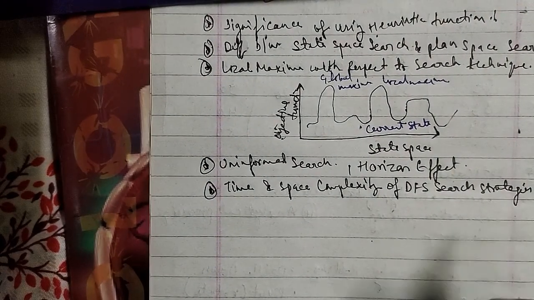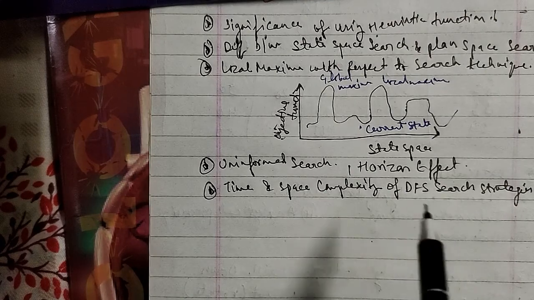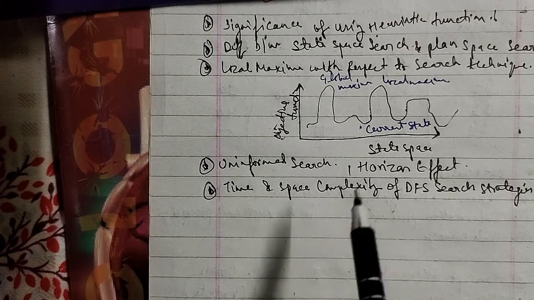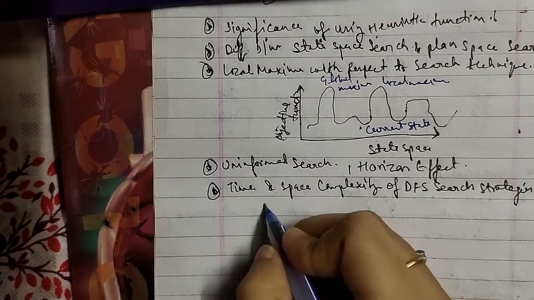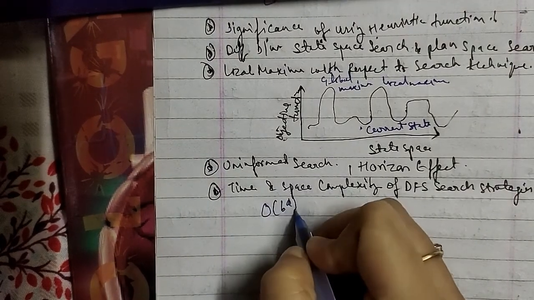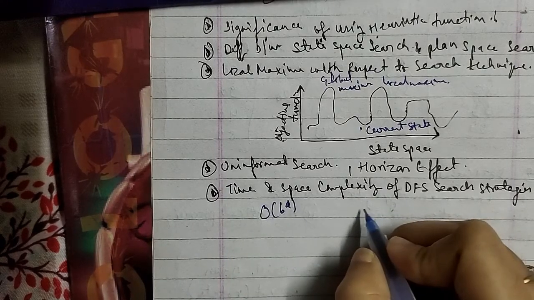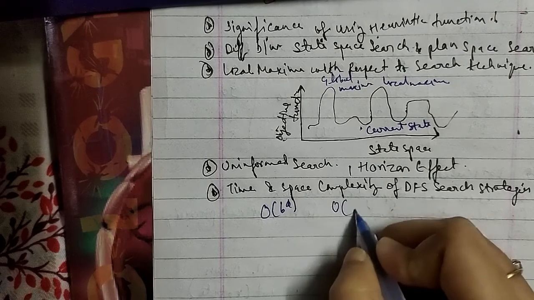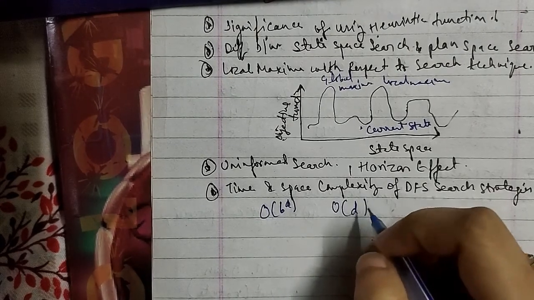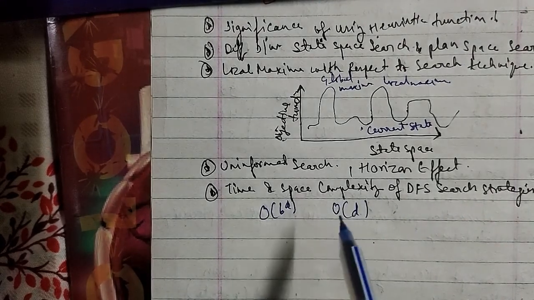This has been asked for 2 marks in 2018-19. The time complexity of depth first search is b power d, and the space complexity of DFS is this. So you can answer that in a 2 marks question paper.